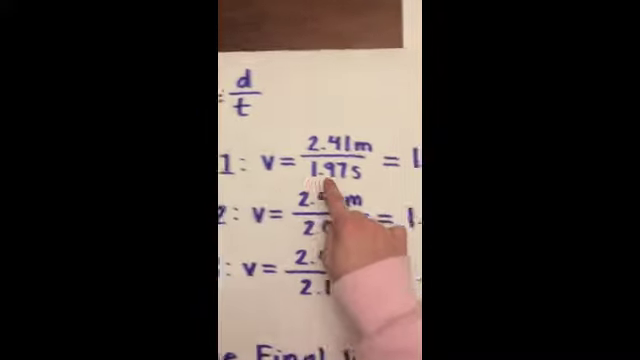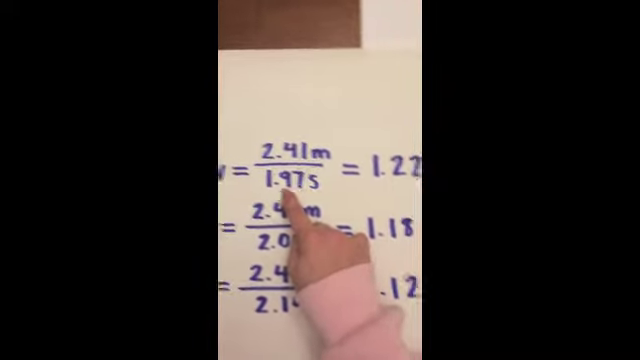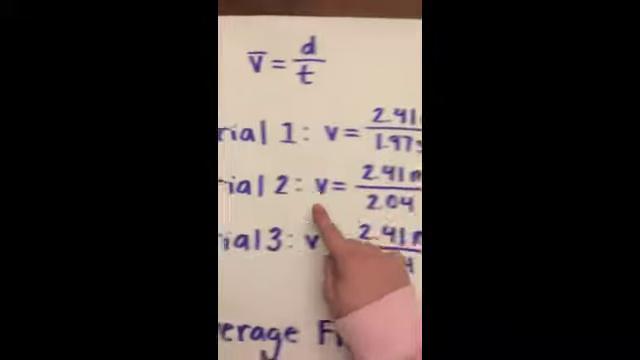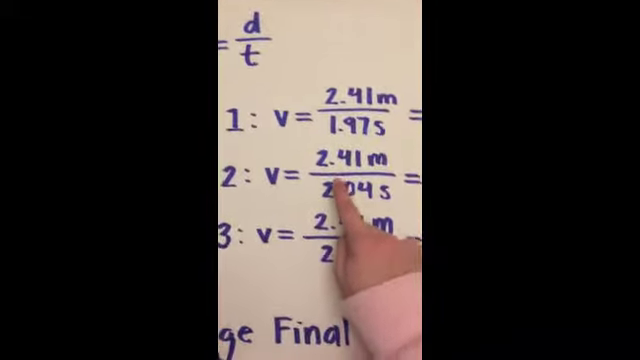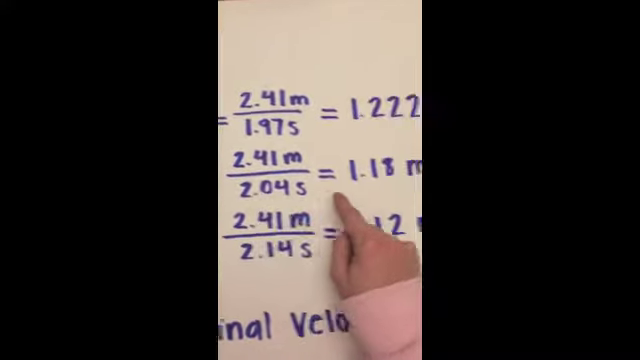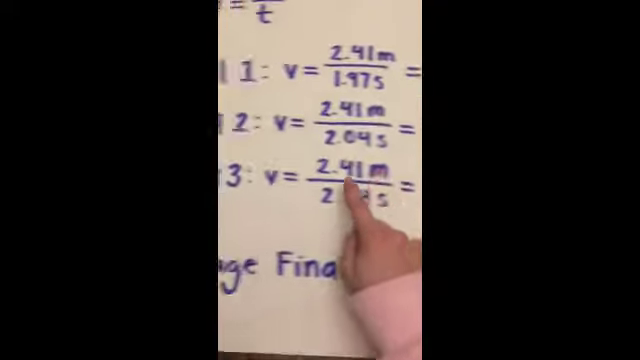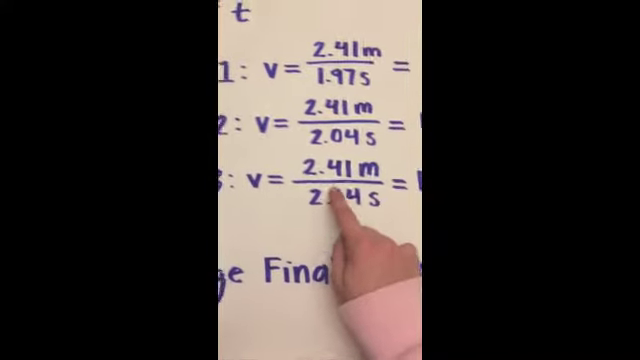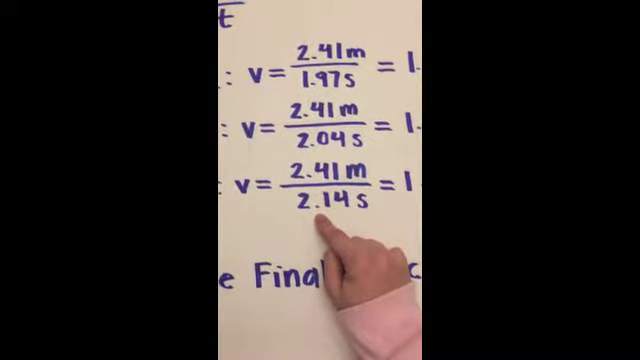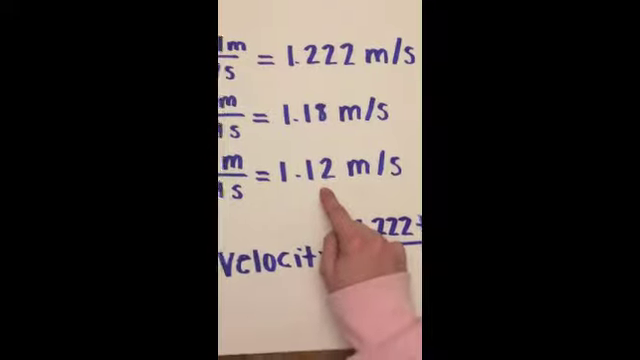We timed 3 different trials, and to find velocity, you use distance divided by time. So for trial 1, we use the 2.41, which is the length of the slide, divided by 1.97. We got a velocity of 1.222 meters per second. For our second trial, we did the length of the slide, 2.41 meters, divided by the 2.04 seconds, and we got a velocity of 1.18 meters per second. And finally, for trial 3, we took the length of the slide, 2.41 meters, and we divided it by the time, which was 2.14 seconds. Got a velocity of 1.12 meters per second.